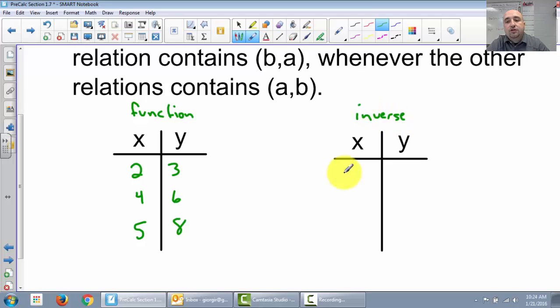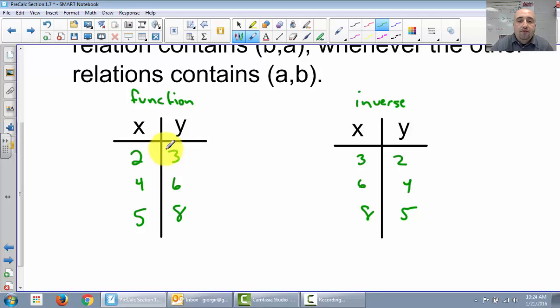Okay, what inverses do is they flip-flop x and y. So b, a turns into a, b. So instead of 2, 3, we're going to do 3, 2. Instead of 4, 6, we're going to do 6, 4. Instead of 5, 8, we're going to do 8, 5. So what inverses and functions are is they take their x, y, all of their points are flip-flopped. Okay? And if you can prove that one function and its inverse have flip-flop points, then they're inverses of each other. Okay? Inverse just kind of means the opposite or reverse.